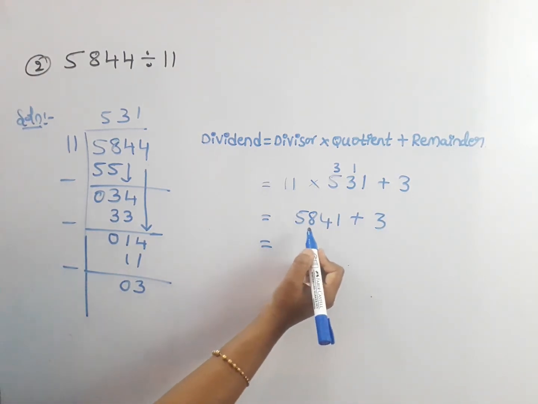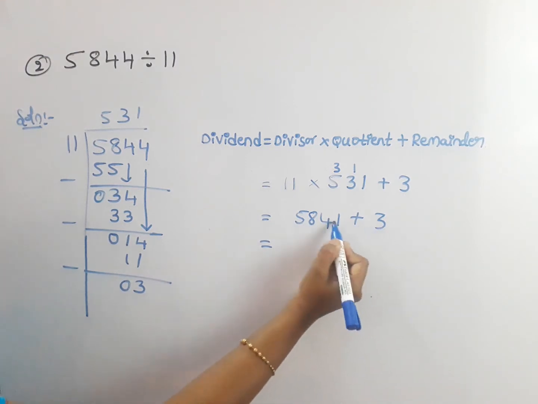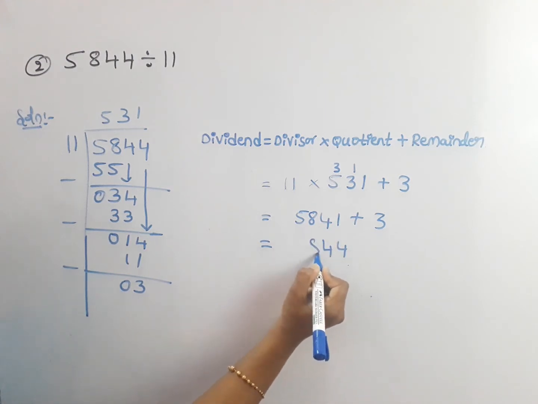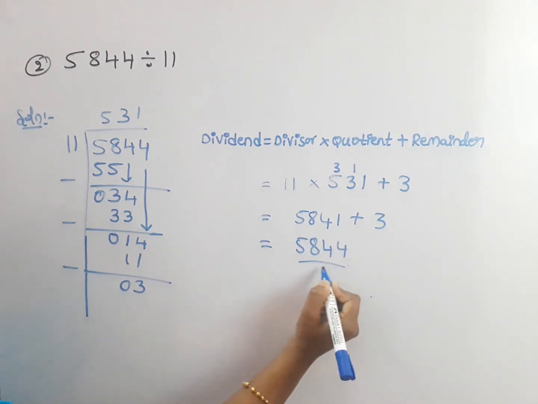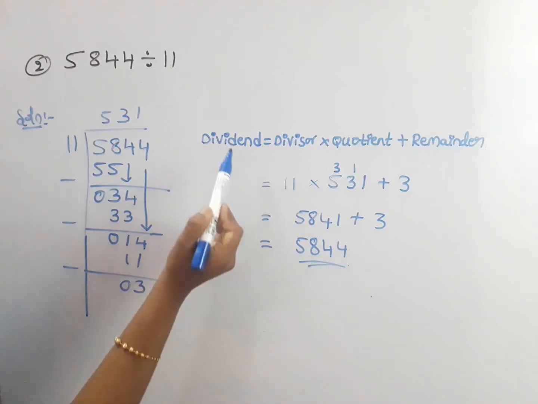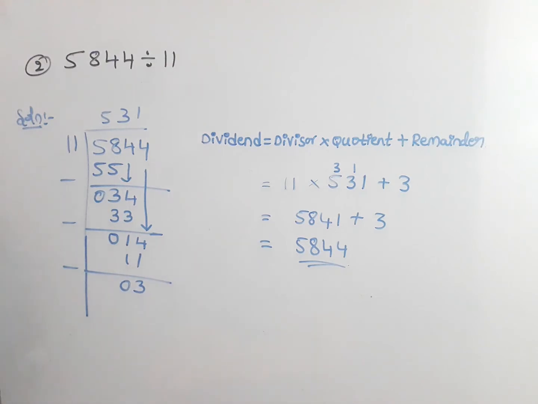Now addition. 5841 plus 3. That means 3 plus 1 is equal to 4. Again 4. Here 8. Here 5. So check now. 5844. 5844. So our answer is correct.